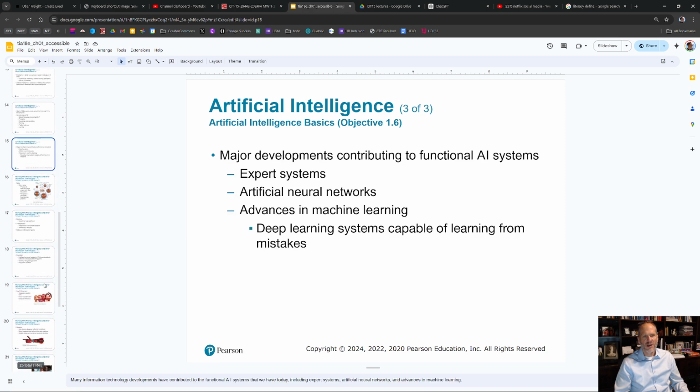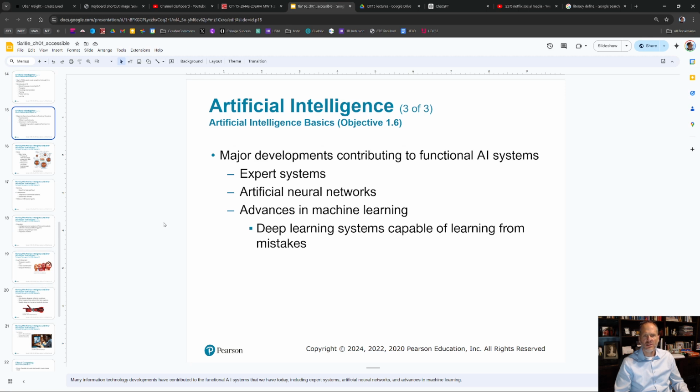And major developments contributing to AI systems: there used to be systems called expert systems, and that was really about capturing the expertise of somebody and putting it in a database where you could access that expertise. And then there were neural networks, artificial neural networks. You have all these neurons in your brain and they're all connected. So they created machines where the CPUs were all connected, and that helped emulate the way the human brain works. And then advances in machine learning, they have large language models, LLMs now.